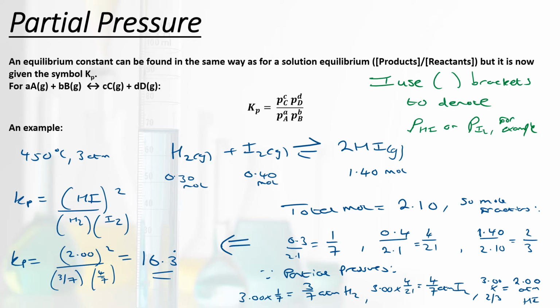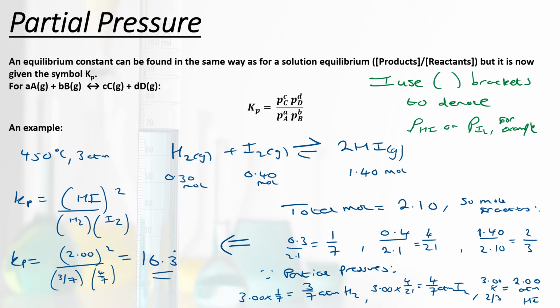So, to use that Kp expression, essentially, when we used Kc, we converted our moles into concentrations and put them into the expression. For Kp, we have to use our moles here to work out mole fractions and then to work out partial pressures and put those into the equation. So if we calculate the total moles, we have our 0.3 plus the 0.4 plus the 1.4. This gives us a total mole value of 2.1.